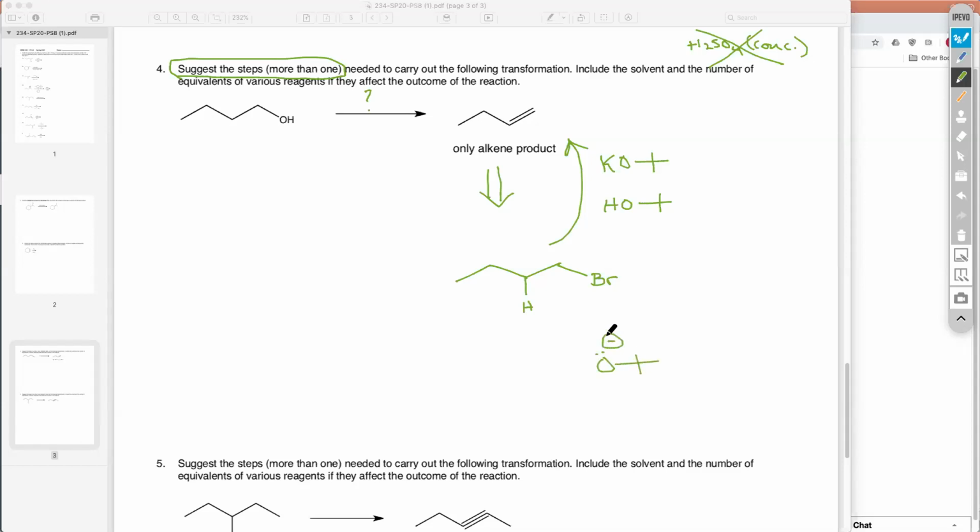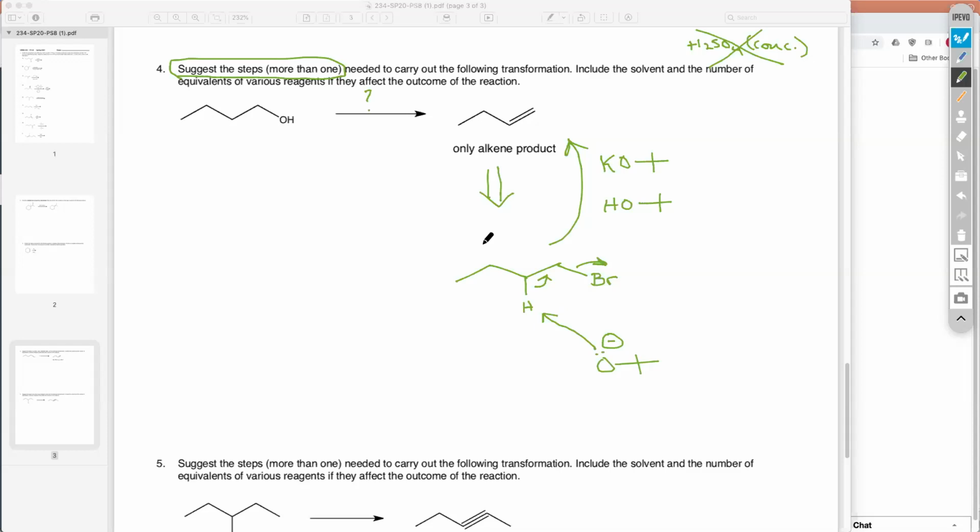Now I wouldn't ask you to show the mechanism here in the scheme, but as a very bulky base, what it's doing is grabbing this hydrogen. If I tried to use hydroxide or methoxide or ethoxide, the problem is that you probably get a lot of SN2 reaction taking place. And so it's really critical that you use this sterically hindered base to make sure that you only go through the E2 product. Well, now what you have to think about is, is there a way I can get from here to here? And it turns out there is.